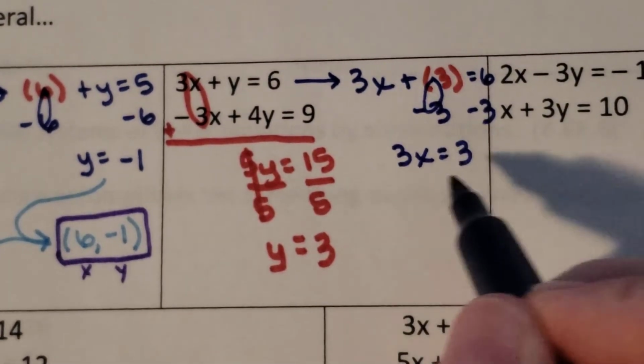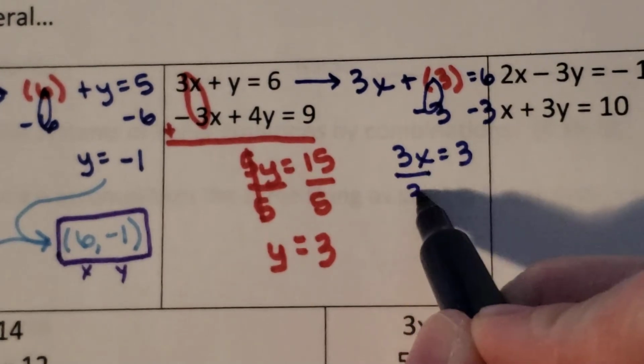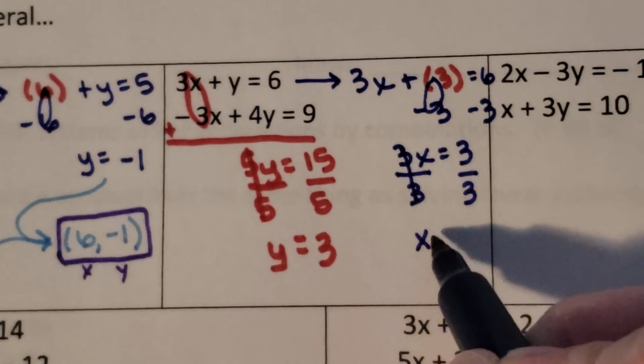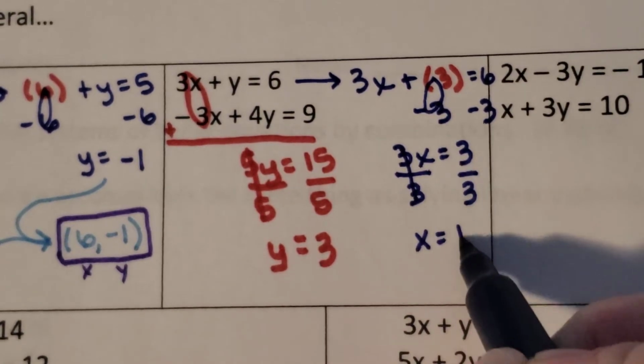X is being multiplied with 3. The reverse of multiplication is division. What I do on one side, I do to the other. 3 over 3 is 1. X equals 3 over 3 is also 1.